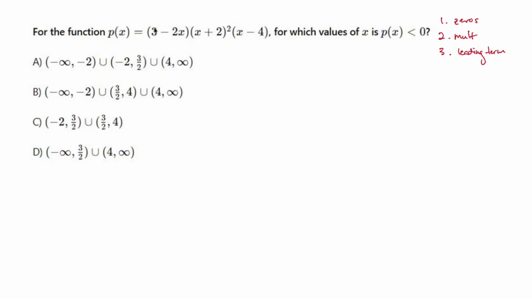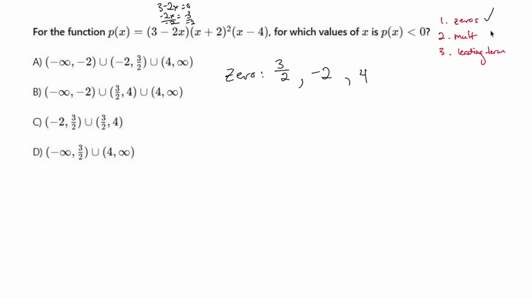Our zeros exist whenever each factor is equal to 0. So my 0 for this first one depends on whether 3 minus 2x is equal to 0. You might have to do a little bit of work: subtract 3 from both sides, divide by negative 2, and the 0 in this case is going to be positive 3 over 2. The other zeros are really nice. Negative 2 is going to make that 0, positive 4 is going to make that 0. We found our zeros.